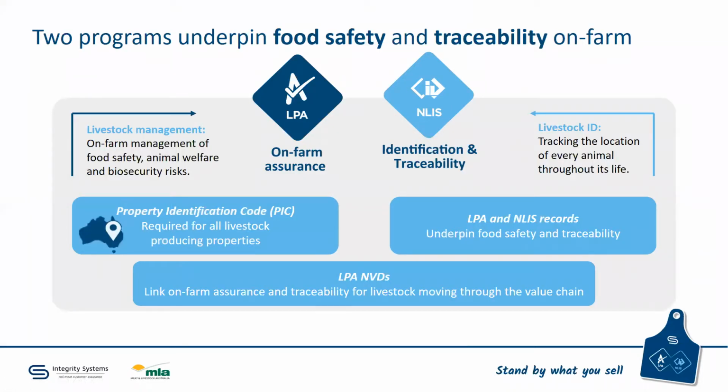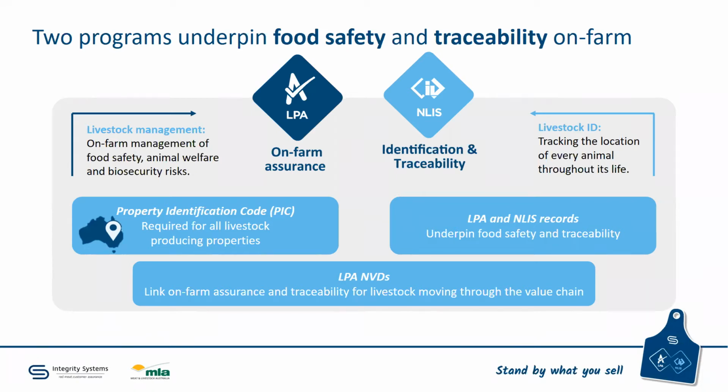LPA, to go into a little bit more detail, is all about on-farm assurance, and it covers the on-farm management, so what producers do on-farm to deliver food safety, animal welfare and biosecurity. Really, LPA is like a tick of assurance for your product, from you through to the consumer. As a program, it demonstrates nationally and globally that our industry is professional, and it underpins market access for Australian red meat.